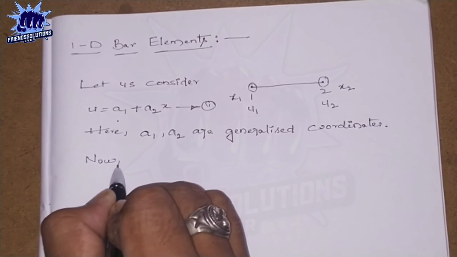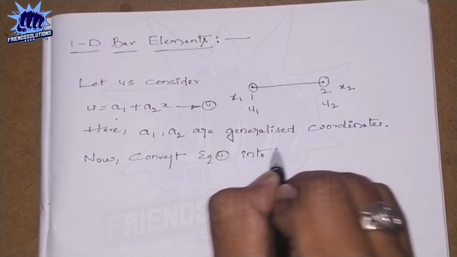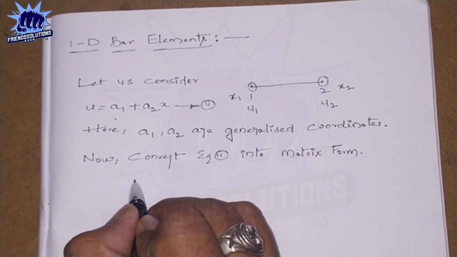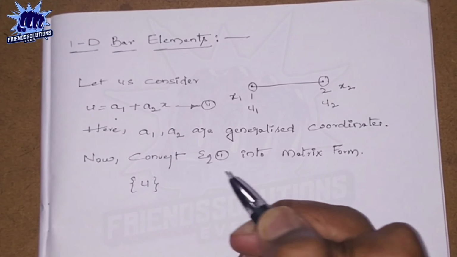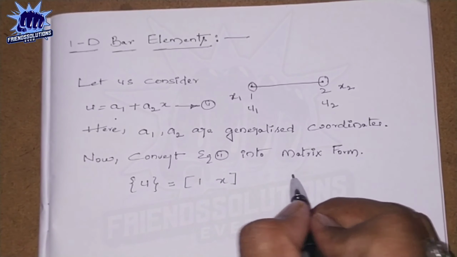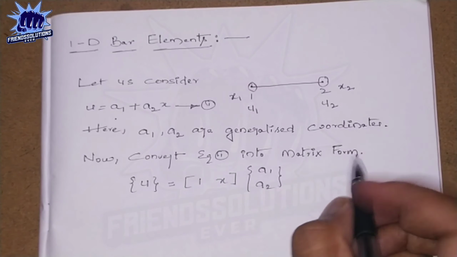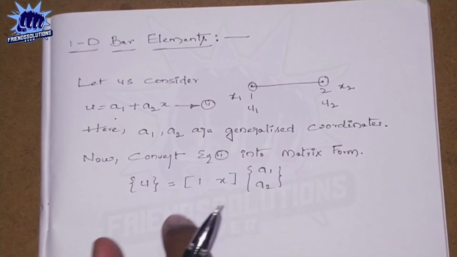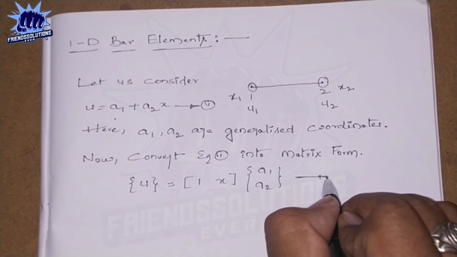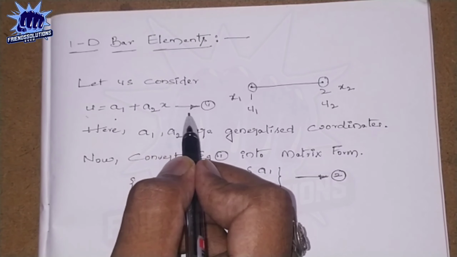Now convert equation 1 into matrix form. It is a simple form: u equals [1 x] times the matrix of a1, a2. By this matrix equation, we also get the same equation as equation number 1. Let us consider this as equation number 2: u is equal to a1 plus a2 x.